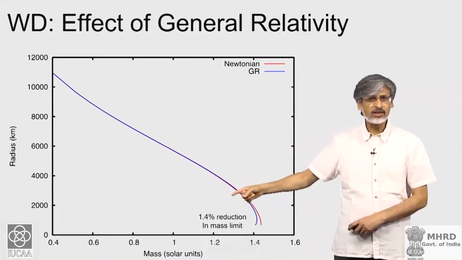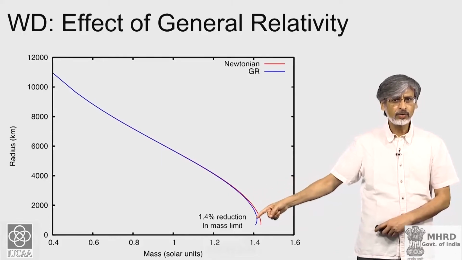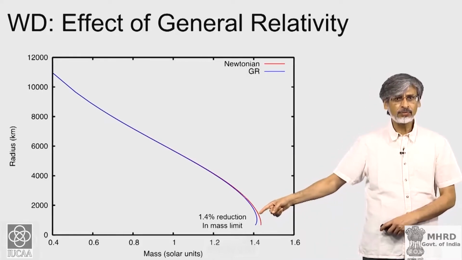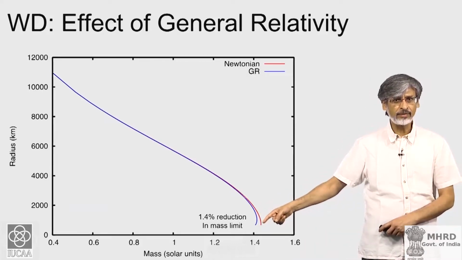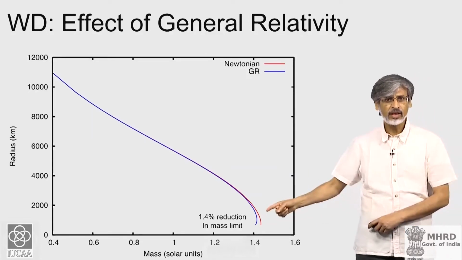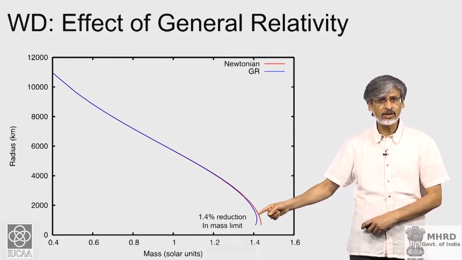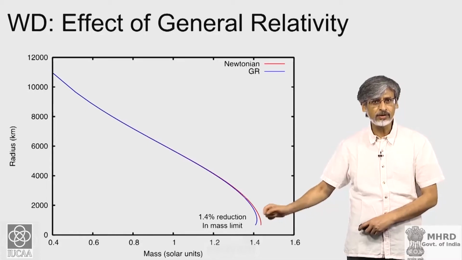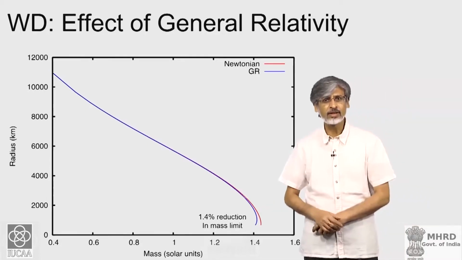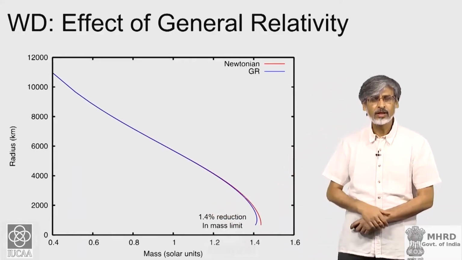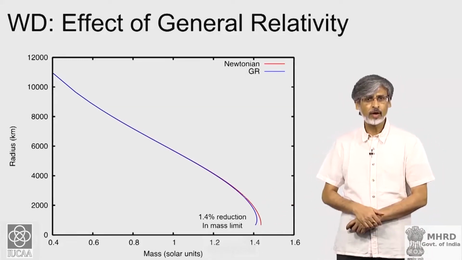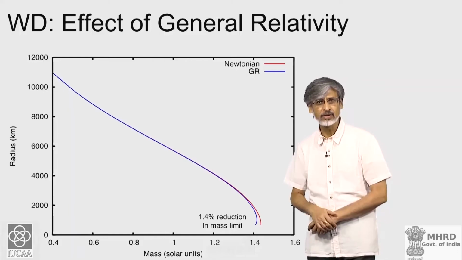A small difference does arise when we go to the highest end of the white dwarf mass. In case of Newtonian gravity, you had this 1.44 solar mass as the Chandrasekhar mass limit, and in case of general relativity the curve turns in just a wee bit earlier and the mass limit is slightly reduced. In fact, the reduction in the mass limit is only about 1.4%. So, for most of the white dwarf mass radius sequence, Newtonian approximation is still a very good description of the white dwarf.